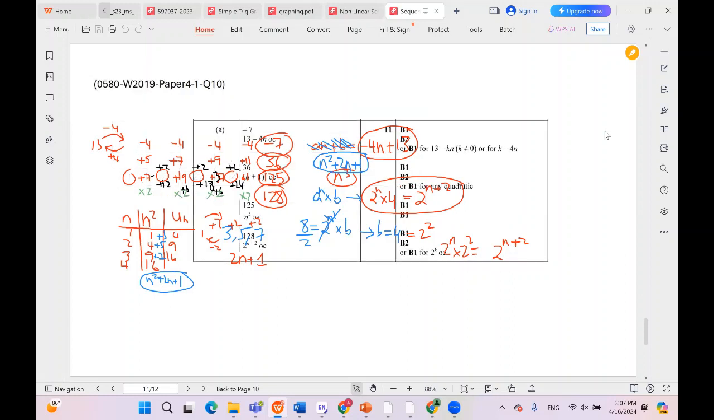So A seems correct. B seems correct as well. C is 125 and n power 3. And the final one is 128 and 2 power n plus 2. So these seem to be all in order.